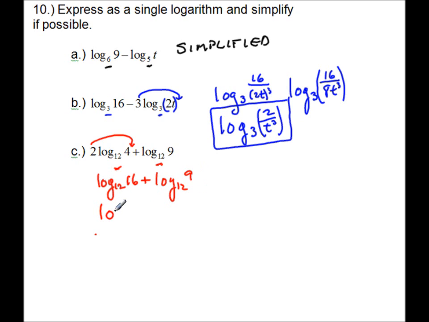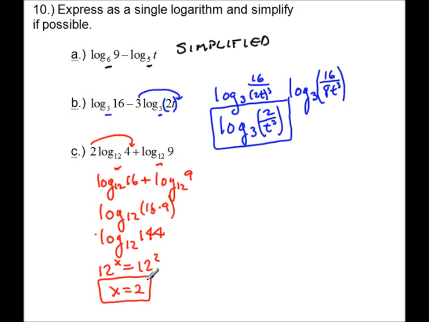This ends up being log base 12 of 16 times 9. And this ends up being log base 12 of 144, since 16 times 9 is 144. Now, this can be simplified, and we can say that 12 to some power equals 144 is the same thing as 12 squared. So what do we know this whole thing equals? It's going to equal 2. And there we have that simplified.